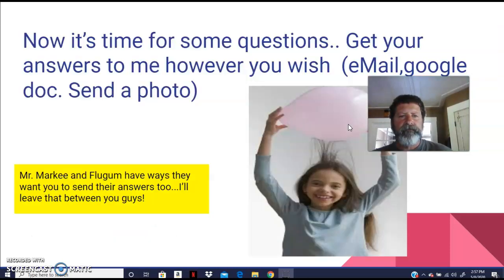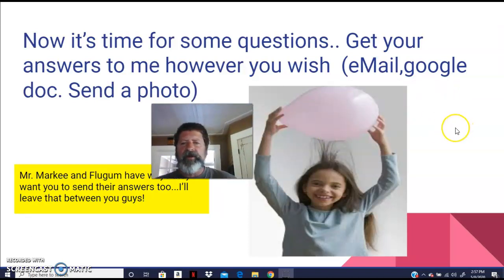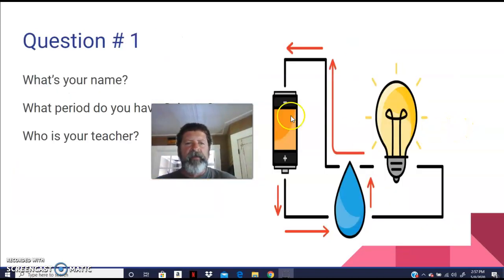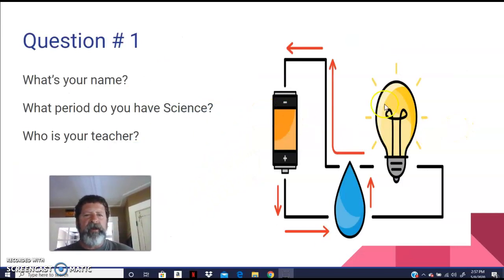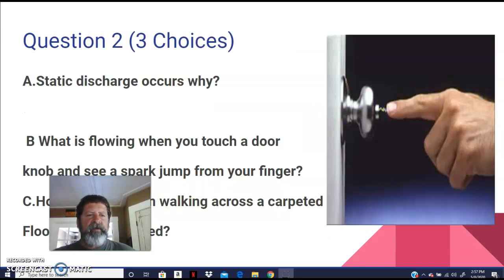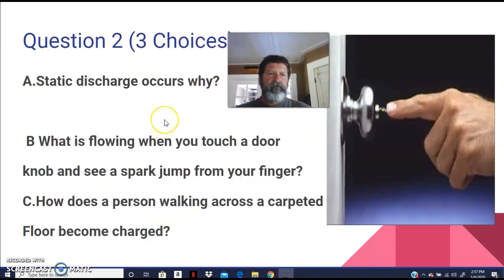So, okay. So now I'm going to give you some questions, and the first questions are always the same. First question: what's your name, period, teacher, all that. Okay. All right. Question number 2. Static discharge occurs why? What's flowing when you touch a doorknob and see a spark jump from your finger? How does a person walk across a carpeted floor and become charged? So you can answer any one of those questions.